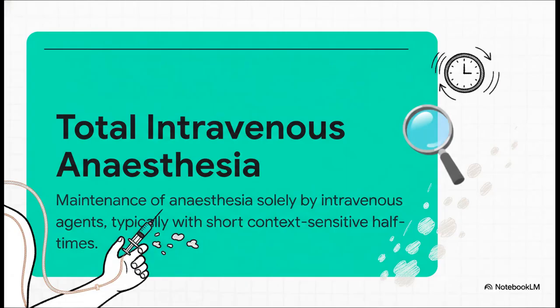Okay, let's switch gears and talk about TIVA. With TIVA, we're using a continuous infusion of drugs through an IV. Now, the magic behind TIVA is all about this fancy-sounding term, context-sensitive halftime. It sounds complicated, but the concept is simple. It just means that no matter how long that infusion has been running, whether it's 30 minutes or 5 hours, when you turn it off, the drug wears off quickly and predictably. And that gives us phenomenal control.